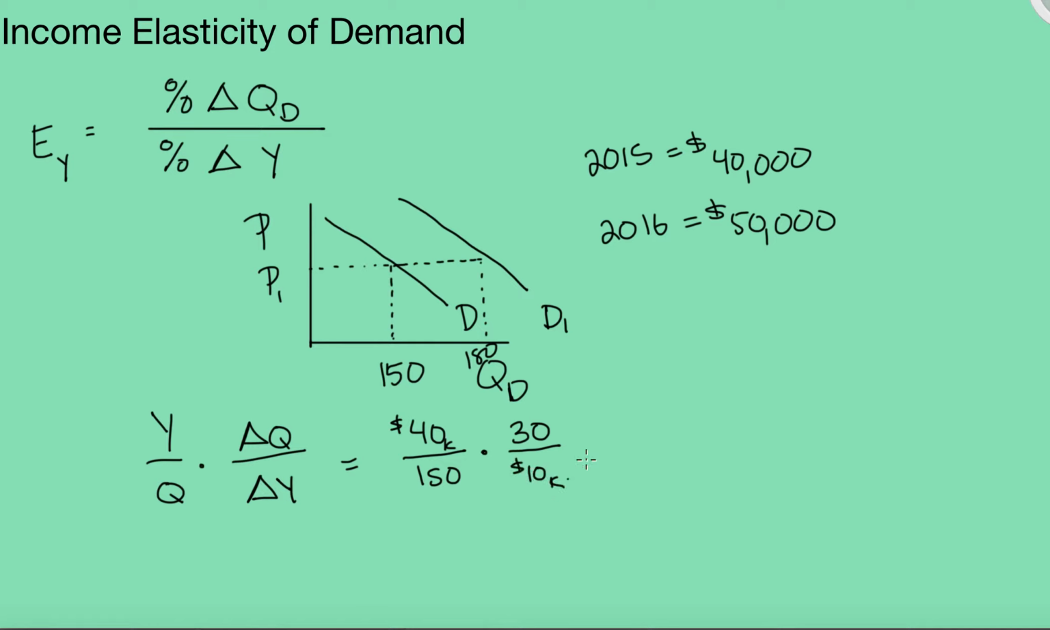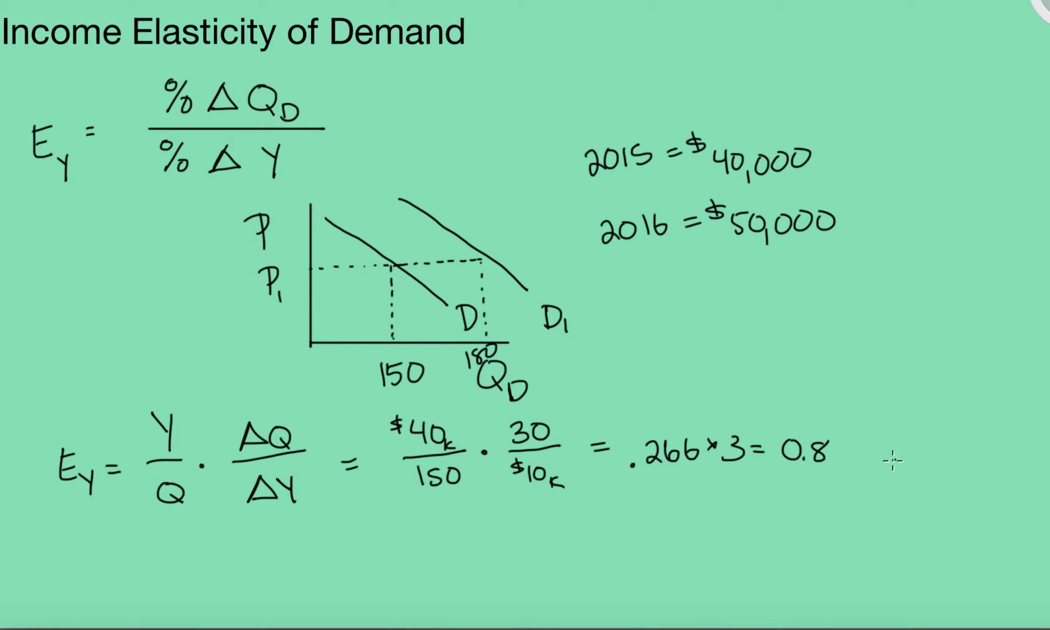Okay, so if we multiply this out, we get 2.666666, on and on, times 30 divided by 10, which is 3, and we'll see that this is 0.8. So here the income elasticity is 0.8.